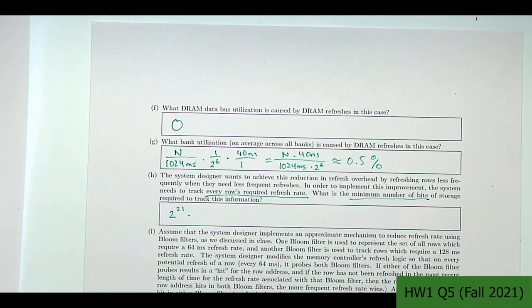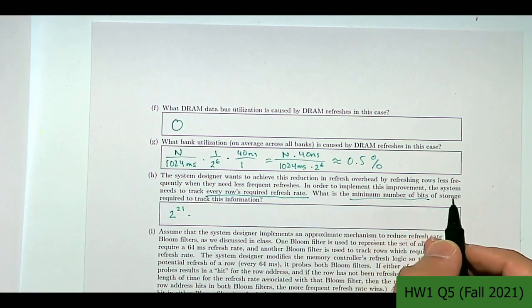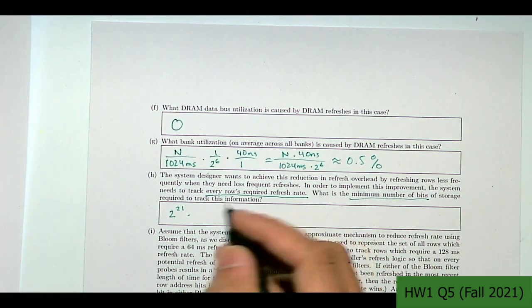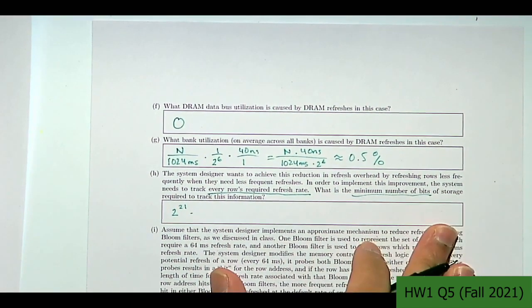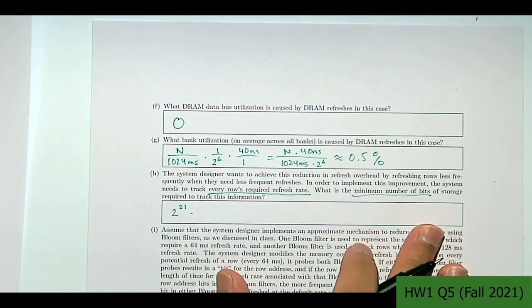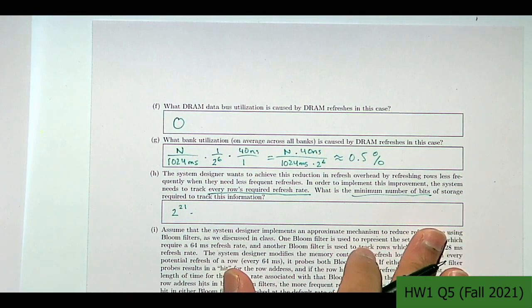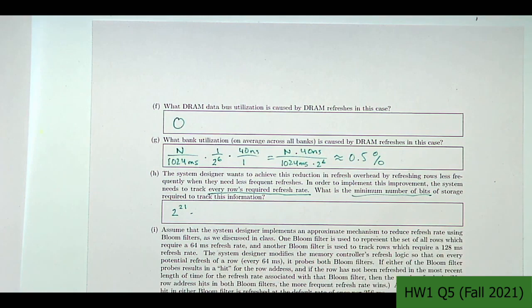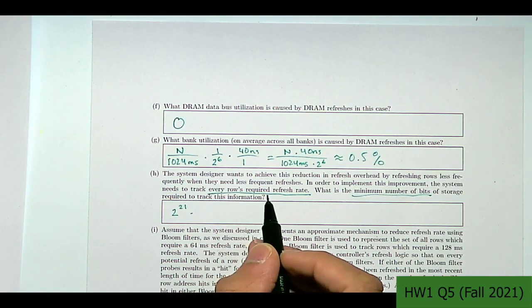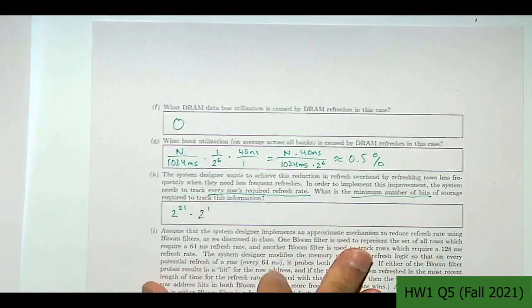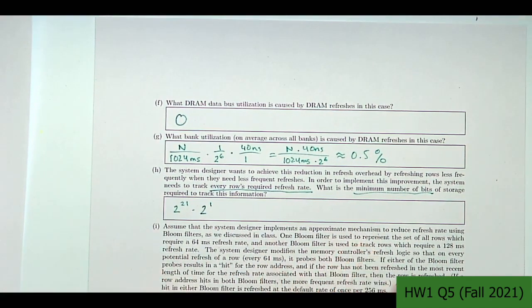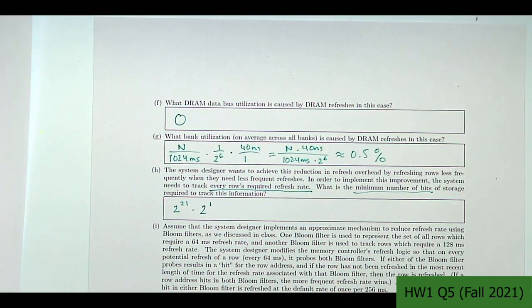I think that's perfectly acceptable as long as the question allows that interpretation, right? As you said, this asks for the minimum number of bits of storage to track this required information, and I think the quantity you computed satisfies that criteria. This question leads you towards tracking each row state individually, right? So that would be 2 to the 21 times 2 to the 1, which is the solution that's stated in the online solutions.